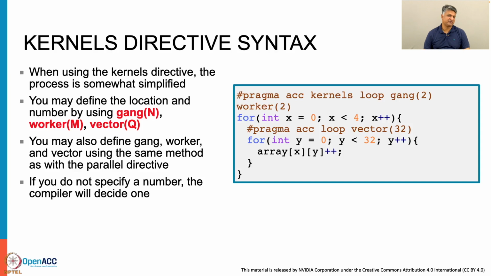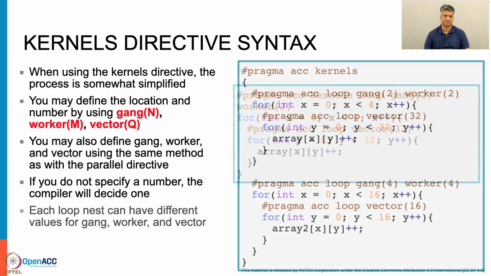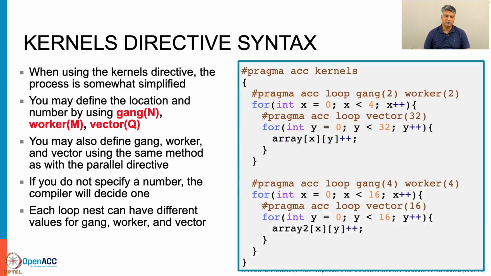If you do not specify any numbers, the compiler will decide what the numbers should be based on the information it has. Each loop nest can now have different gangs, different workers and different vectors depending on the workload. In this case, we are giving you the same example with different numbers of gangs and workers, but you can assume that if the 2 nested loops had different workloads, you could design it specifically for your particular hardware.